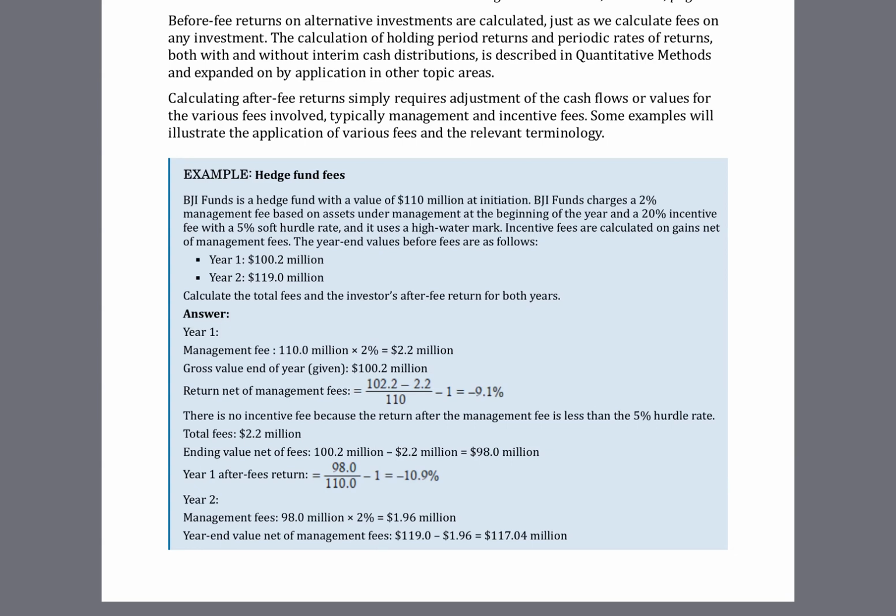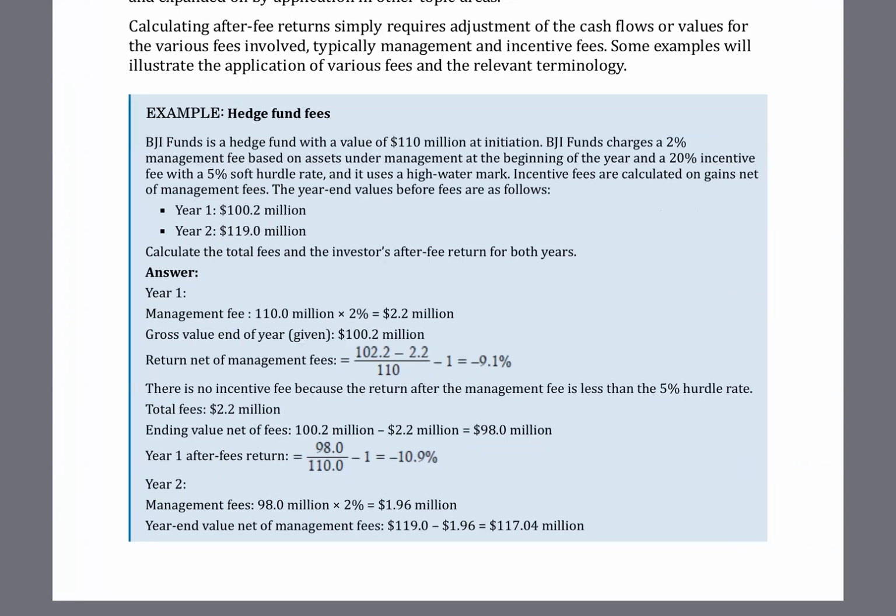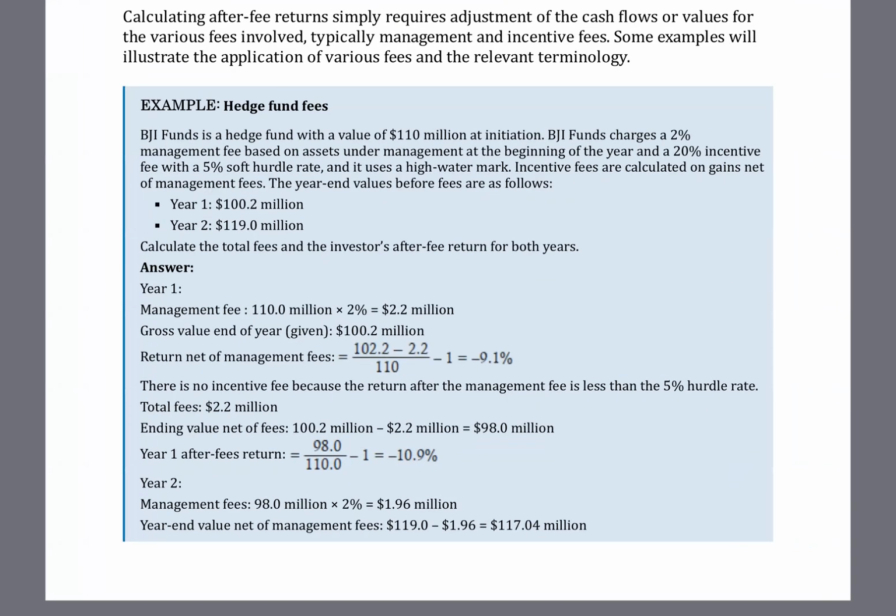So we want to see the return in year one. I'm trying to figure out where they got the 102.2. I'm not getting it; there's no incentive fee because the return after the management fee is less than the 5% hurdle rate. Total fee is this. Ending value for this will be this. So return after year one is this.